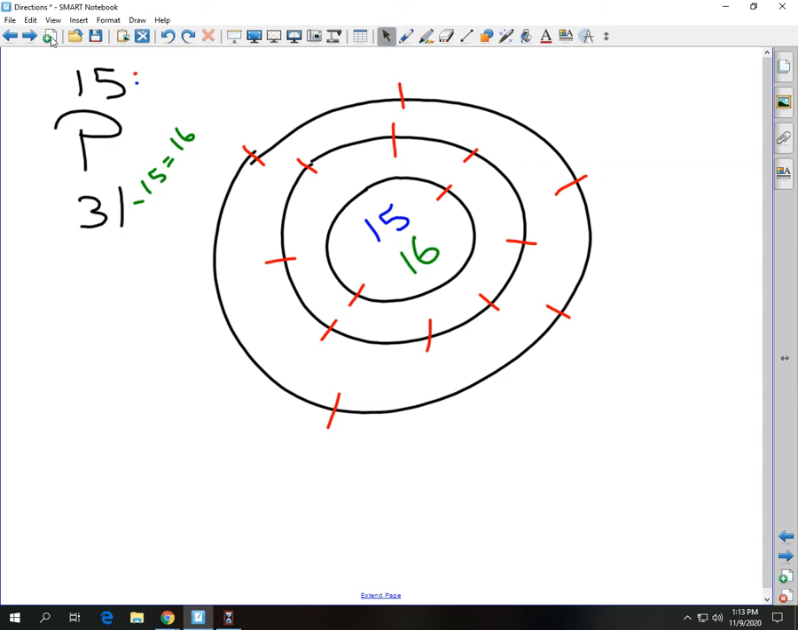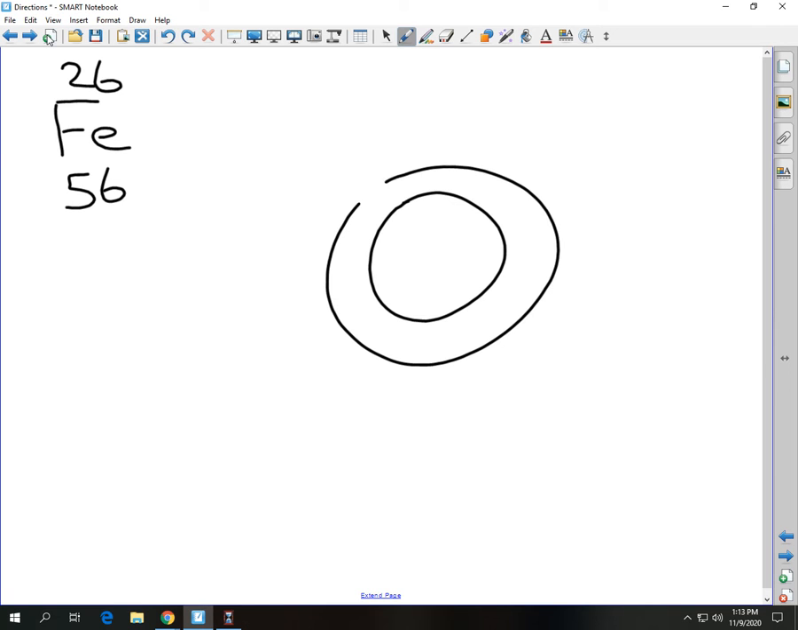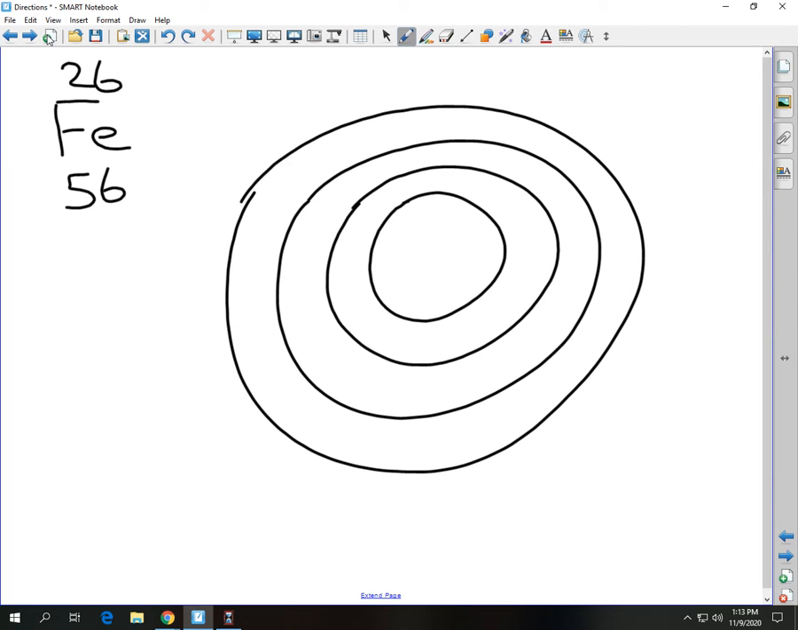Okay, the next one is kind of a big one. The next one is iron. Iron is number 26. It's in the 4th orbital, so that means we're going to have 4 shells. Iron has a mass of 56. So 4 shells. So this is a big drawing. All right, but it's no different. It's just keeping up with your electrons on the math. Number at the top, 26, goes in the middle in blue. I take the number on bottom, 56, minus the number on top, 26, and that gets me 30 neutrons.